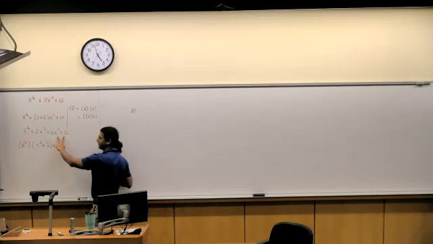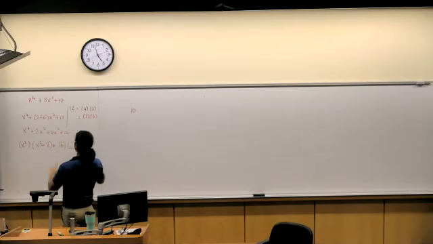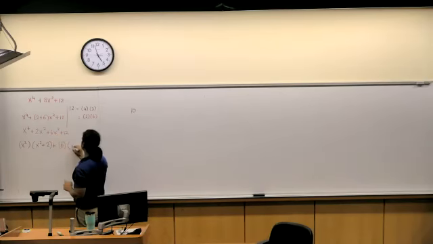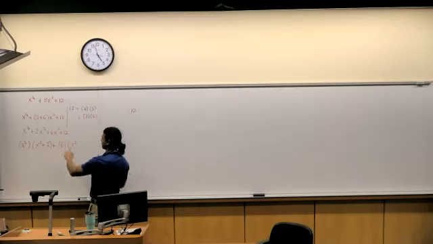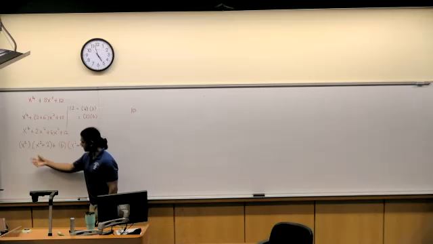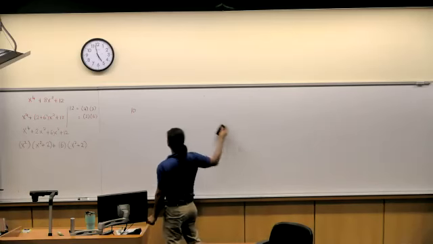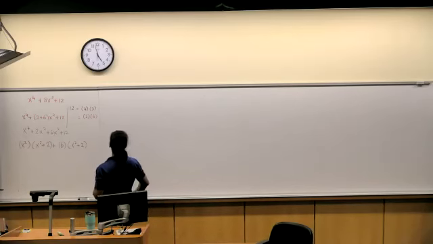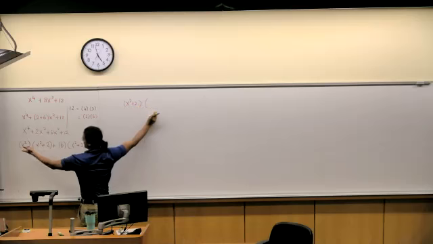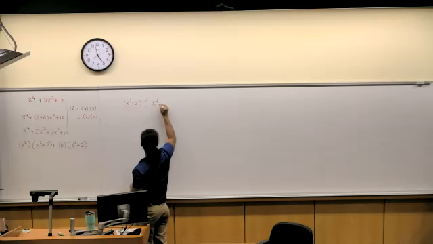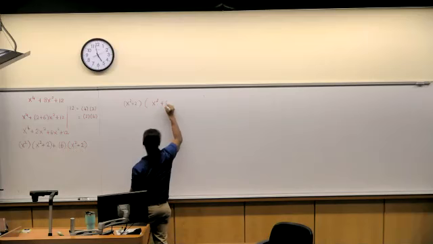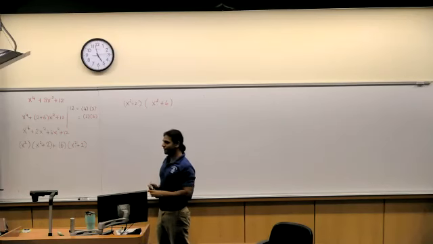What do we have in common in the last two terms? 6. If I take 6 out of 6x squared, I'd have x squared. 6 out of 12, 2. What do I have in common between this term and that term? X squared plus 2. X squared plus 2 out of the first term, x squared out of the second term, 6.